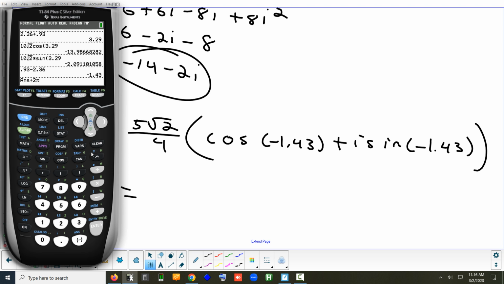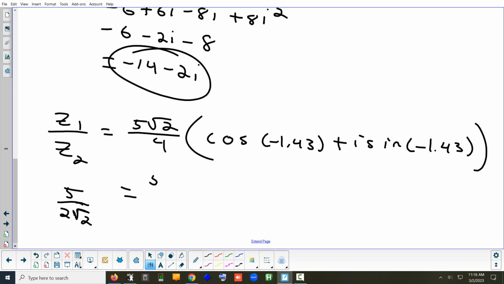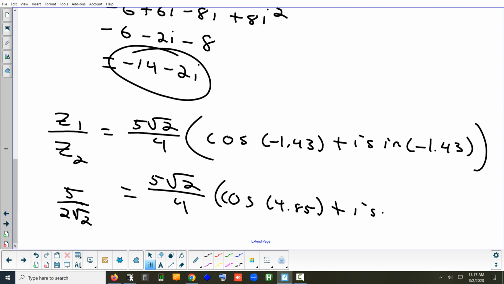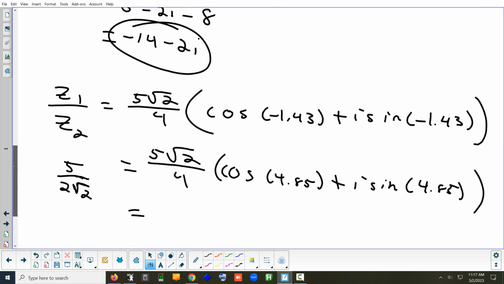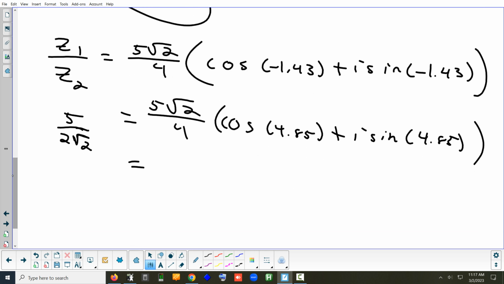How do we know that we're in radians? There are no degree symbols on any of the numbers. So as a positive angle, it's 4.85. So 5 root 2 over 4, cosine 4.85. And this answer is also correct. And there's a third way to do it.